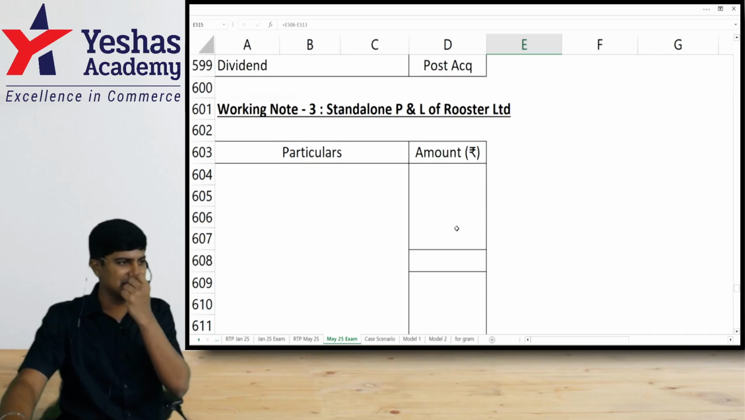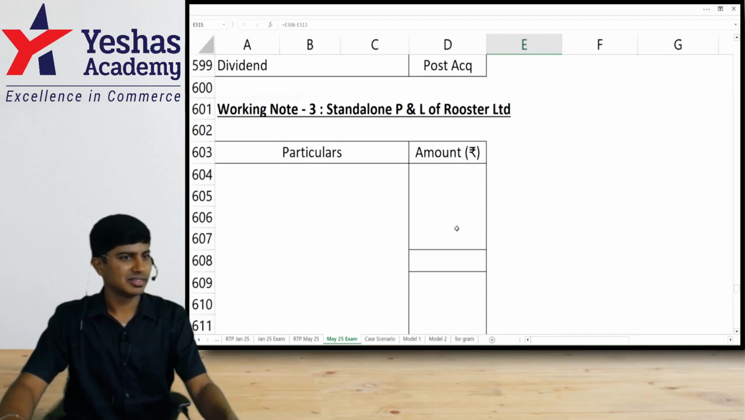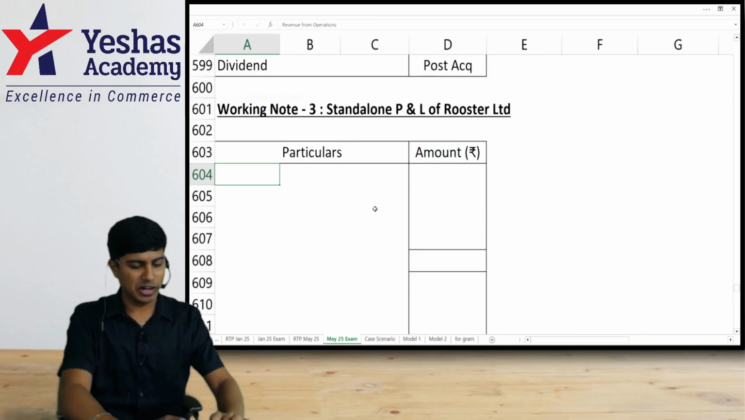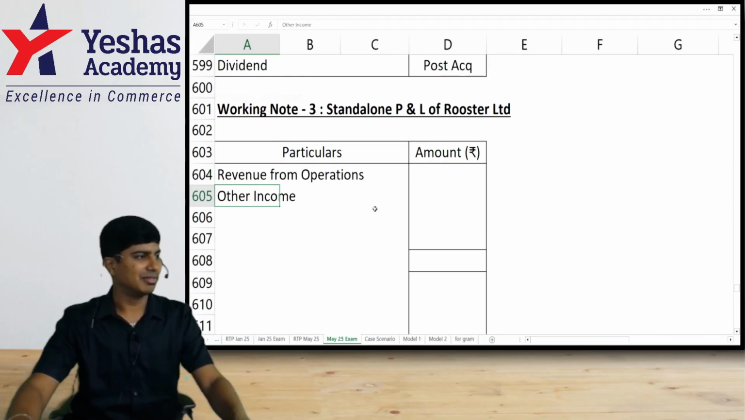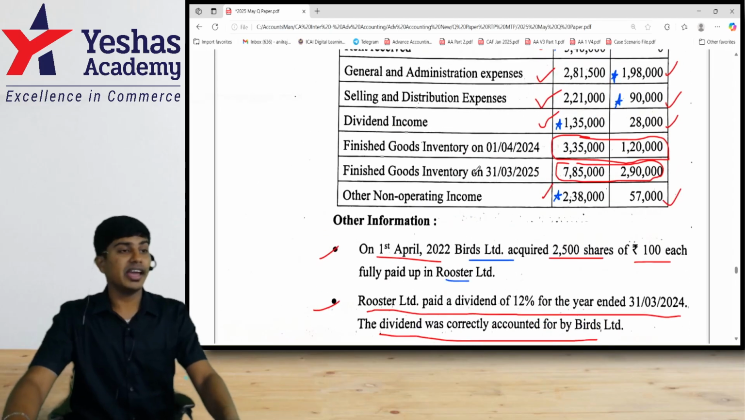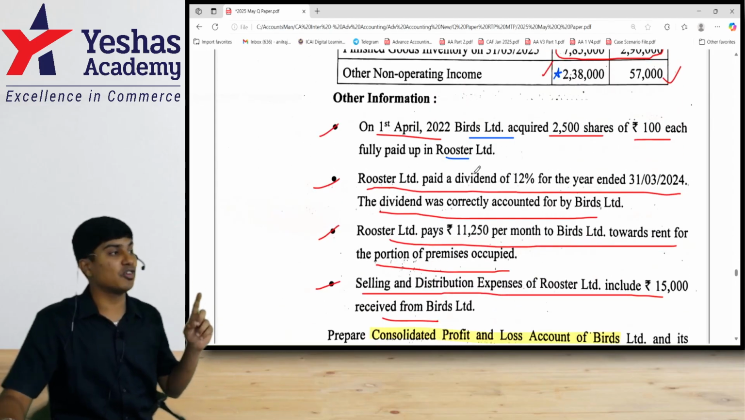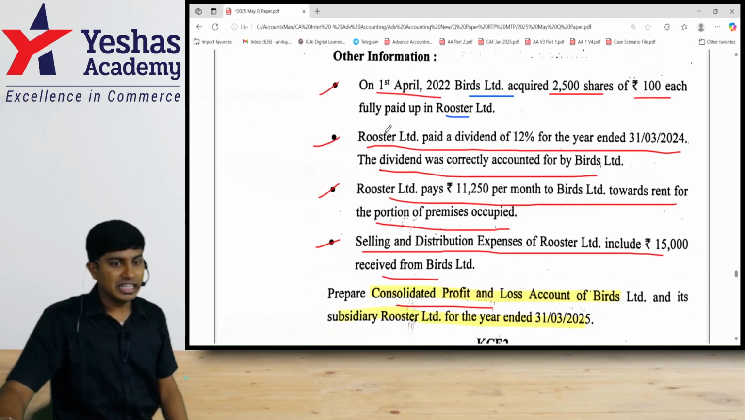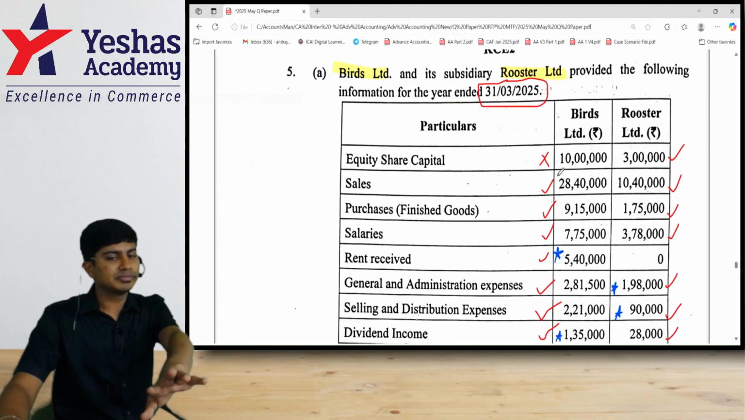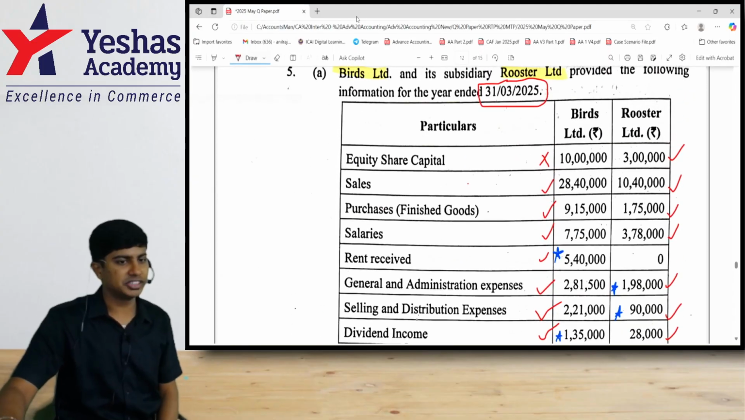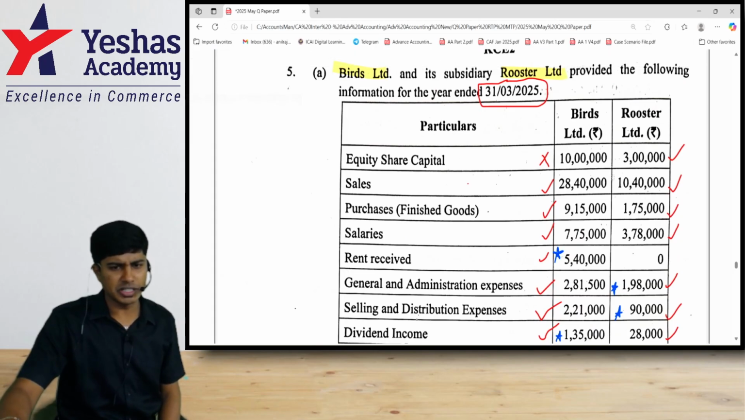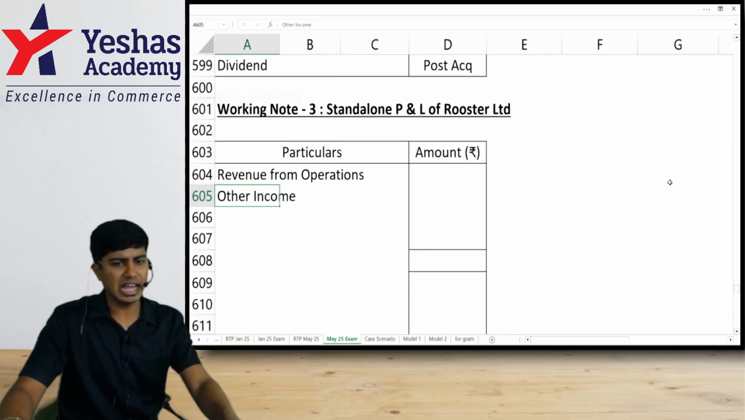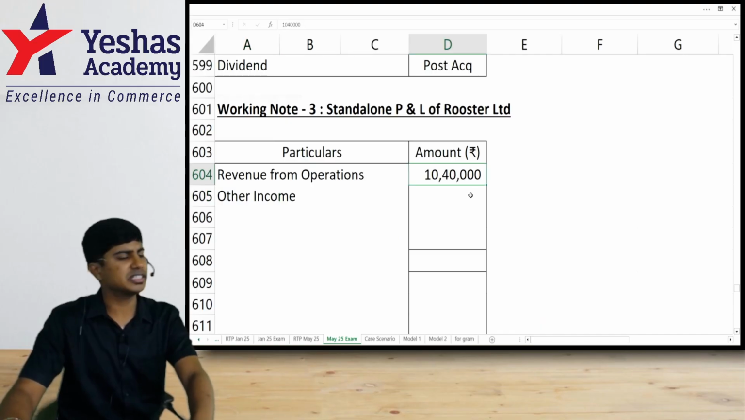If you can recall, we have done a similar question in the class. Revenue from operations, other income. How much is revenue from operations? The standalone P&L is before eliminating intercompany transactions. Ignore all these adjustments. Take the data only from that table given. Sales is revenue from operations. How much is it? 10 lakh 40. Revenue from operations 10 lakh 40.